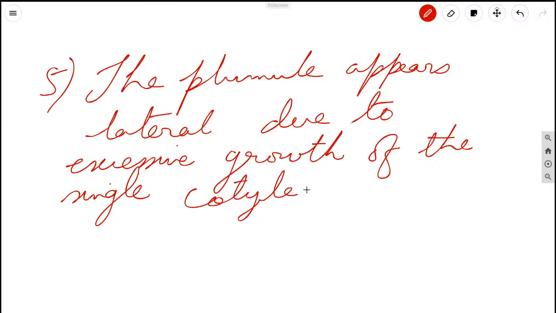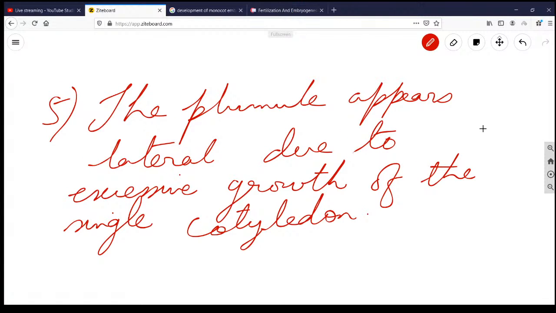And there the plumule is present between the two cotyledons. If you have noticed what I wrote down just a few minutes ago, the plumule is terminal there and lies in between the two elongated cotyledons. Okay, and here the plumule is lateral. Just see the difference due to the excessive growth of the single cotyledon. So these are the main discerning points of difference between the dicot embryo and the monocot embryo.